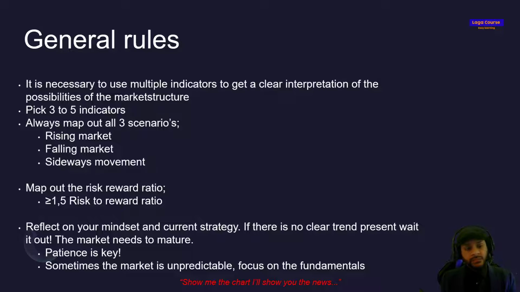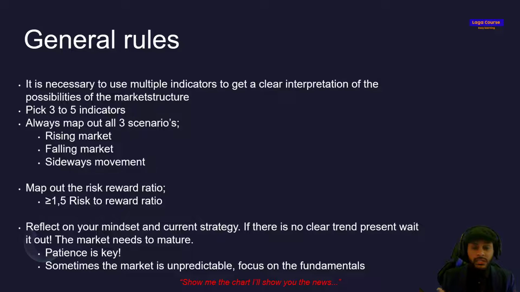All right, if you want to do leverage trade, always make sure to have a risk to reward ratio of 1.5. That's what I learned as well. I'm gonna explain in more detail what this exactly means in chapter 9, so don't worry about it. And also one of the most important things is to reflect on your mindset and current strategy. Reflecting is key. This is how you improve as a trader. You learn from your mistakes. You learn along the way.